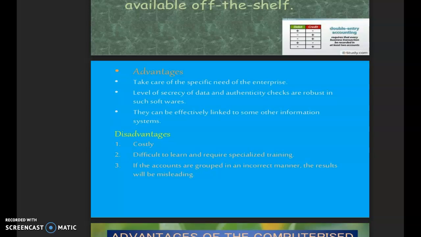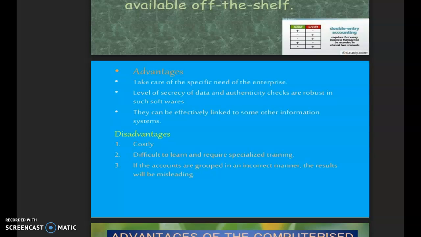Then difficult to learn and require specialized training. For learning the tailor-made software, a particular type of training is needed. So automatically sometimes it becomes difficult. Not all the time, but such specialized training is needed. Then if the accounts are grouped in an incorrect manner, the result will be misleading. As I earlier told you, computerized accounting systems function on the basis of the programs, softwares or the instructions which are given to them.